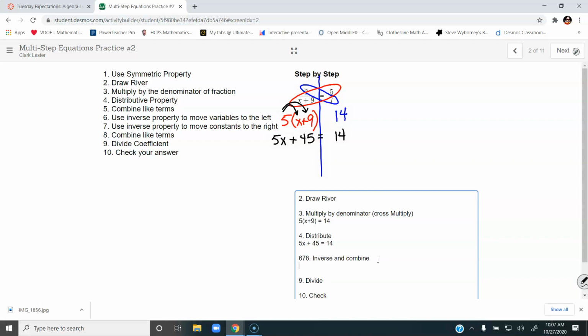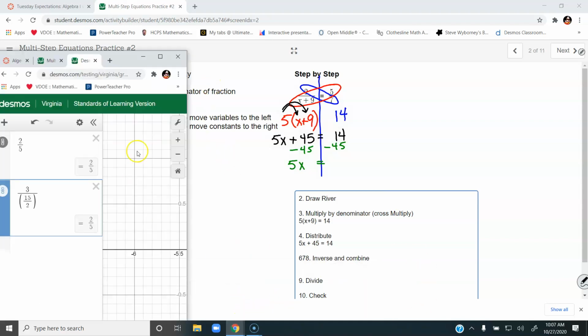All right, so the next thing I'm going to do is subtract 9 from both sides. And so that will leave me with 5x equals. Now, personally, I am not very good at adding and subtracting integers. Okay, and I have no shame in saying that. So I'm going to pop my calculator back up. And I'm going to say 14 minus 45. And that gives me negative 31. All right, so that's going to be negative 31.